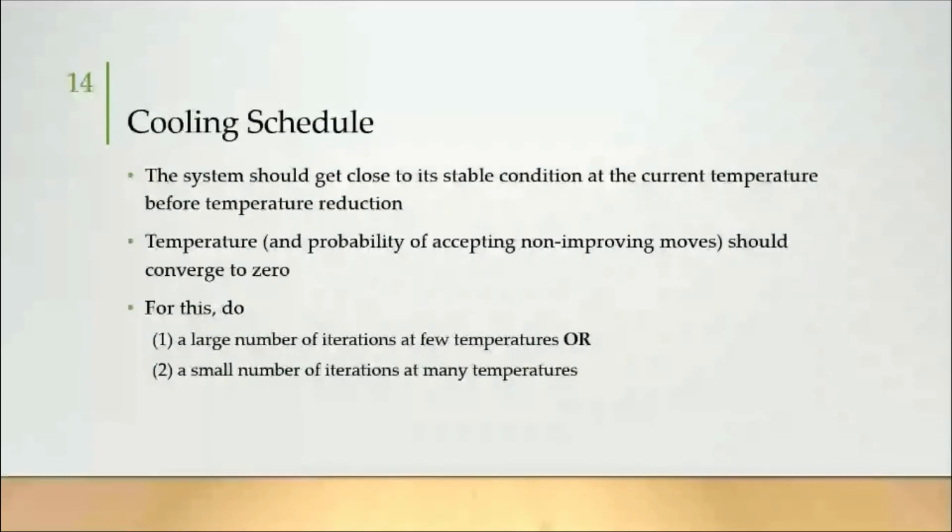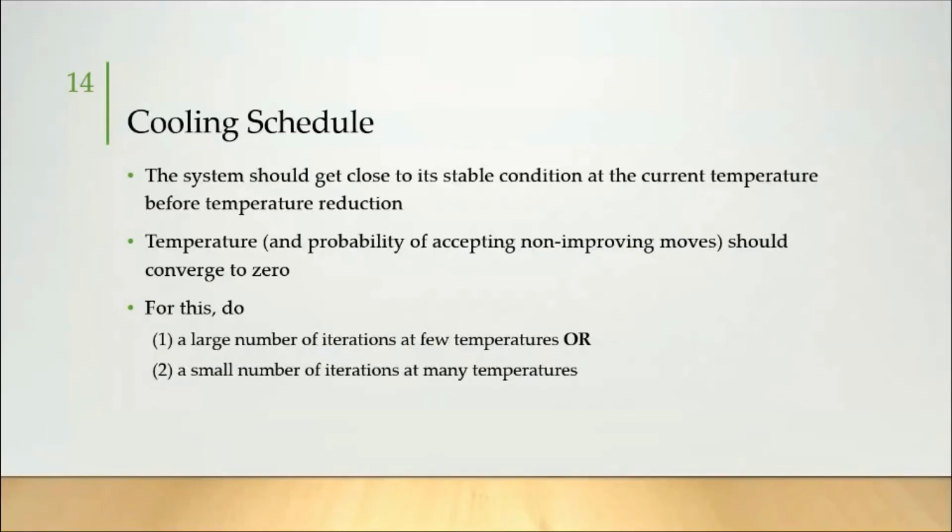For the cooling schedule, the system should get close to its stable condition at the current temperature before temperature reduction. So that is the condition. The temperature reduction is to be done only after the system achieves a specific stable condition. So when the system becomes stable, only then is the temperature reduced. That is what happens in simulated annealing.